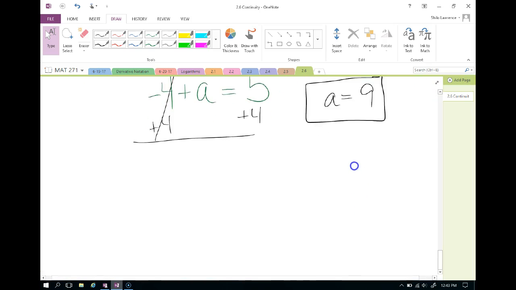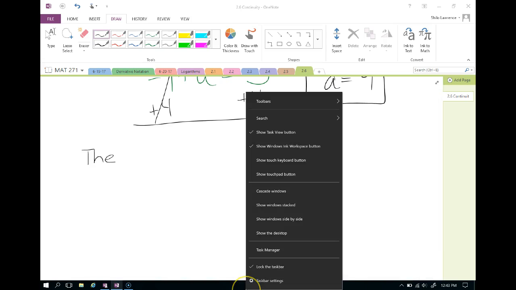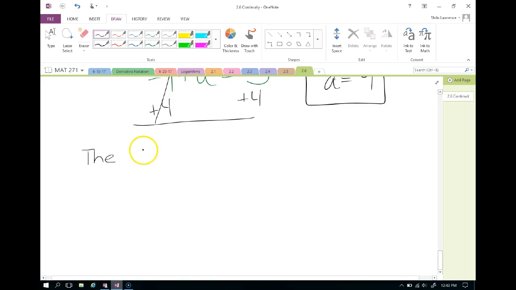All right, now the last thing I want to talk about really quickly in this section is the intermediate value theorem. We're not really going to do anything with it right now. I just want to introduce it because it's a direct result of this idea of continuity. We're going to use it more in later chapters, but it has to do with continuity, and it gets introduced in this section. So I just want to introduce you to the idea here real quick.